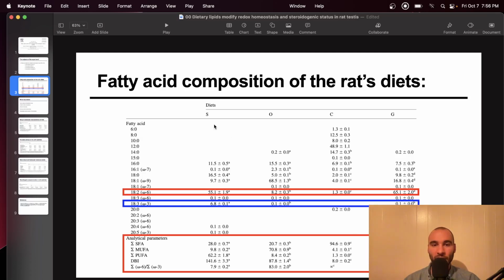Now, the next 2 diets that are left were the soybean oil and the grapeseed oil. Both of these are high polyunsaturated fat diets. The only difference between these 2 diets was the omega-6 to omega-3 ratio, where the soybean oil diet had a much better ratio of omega-3 to omega-6, meaning that the omega-3 content was closer to the omega-6 content.